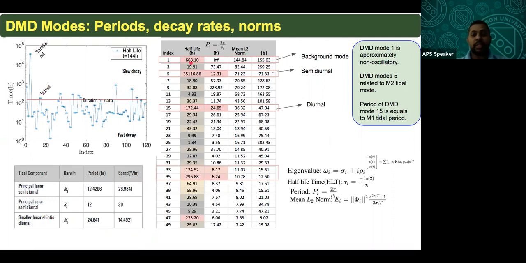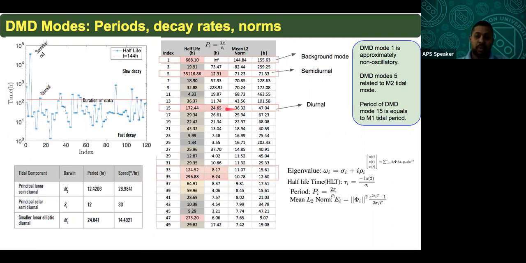The first mode is a background mode, which means it stays for the entire time, and the period is infinity, or the frequency is zero, or the imaginary part is zero. The second important mode here is the semi-diurnal mode. The period of that mode is equal to 12.32, and it has a very big half-life time, which means it is persistent in this case.